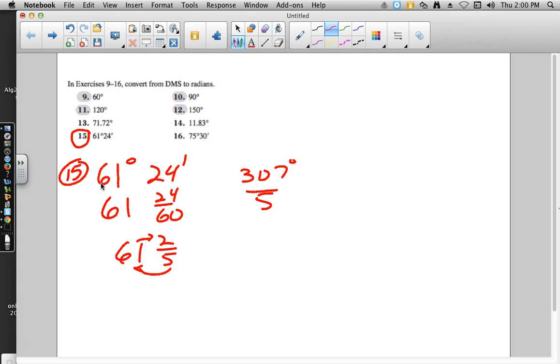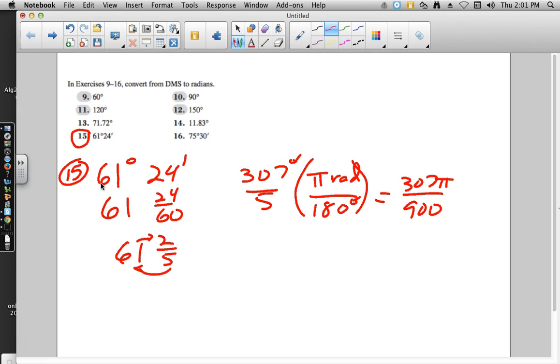And they want this in radians, so what we would do is make sure that we have something about degrees in the bottom and something about radians in the top. And here the degree labels are going to cancel right out, and you can multiply top times top, bottom times bottom, and this would be an exact answer in radians. But they did go ahead and give us the decimal equivalent here, which would be 1.072 radians as an answer. So if you want to check your answer, you could go that far. 307 pi over 900 does not reduce. So like I said, as a perfect answer, we would leave that.